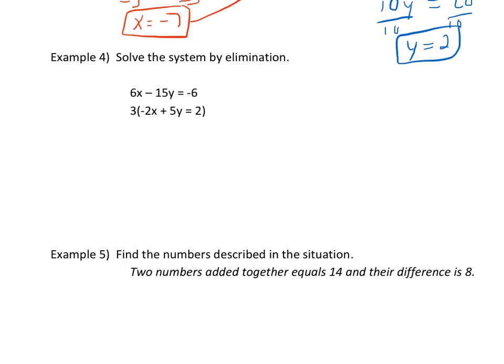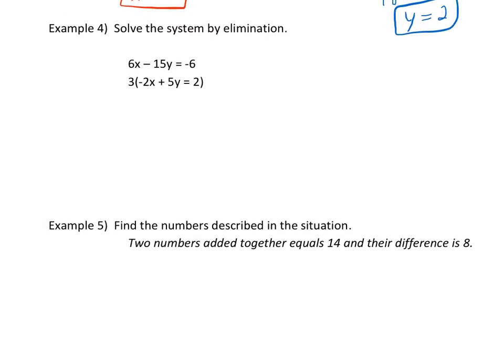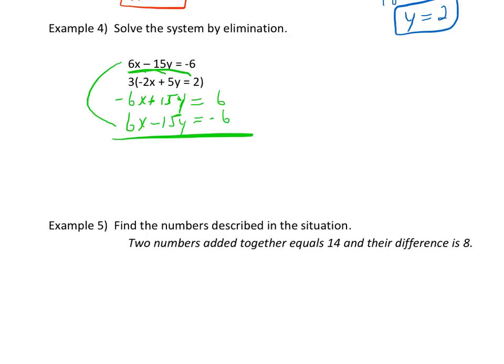Next question. We have a similar situation where we have to distribute this 3 before we get going, which will give us a negative 6x, a positive 15y equals 6. Again, I'm going to write this one down below it. And notice we have opposite 6's and opposite y's.